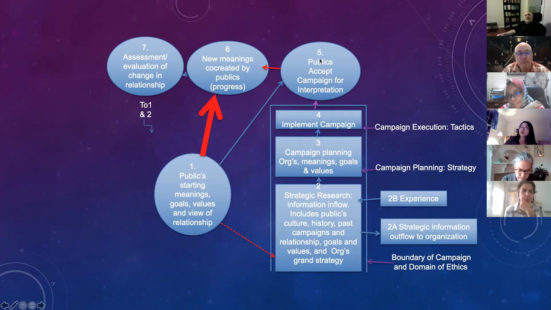Then, after the publics decide whether to accept the campaign, and a big part of that is, are they going to listen or not? Did they just tune you out, right? So the publics make a decision about the campaign, and then this is where co-creation comes in. This is when the publics co-create new meanings, new interpretations, new understanding. Here they just assess the campaign, whether they're going to listen to it. Here is where they generate new meanings, new understandings.